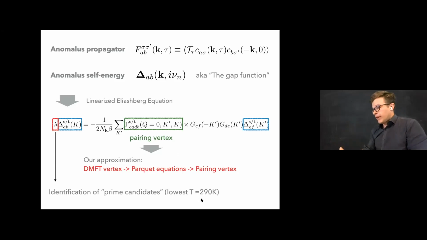And this identification of prime candidates allows us subsequently to ask the question, would this candidate that we identify actually be in agreement with the truckload of experiments that we have? And this is basically the philosophy behind the next slides.